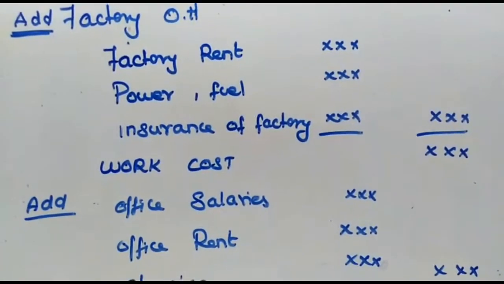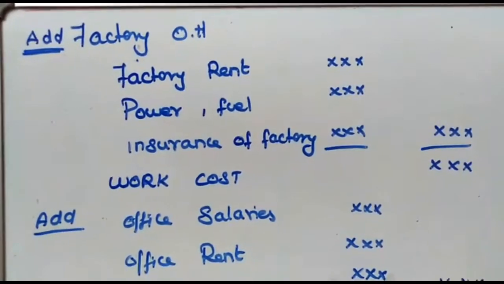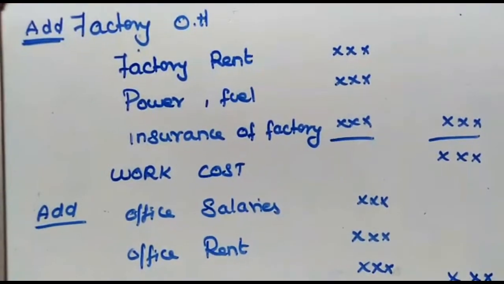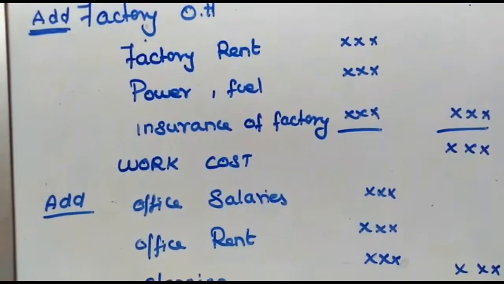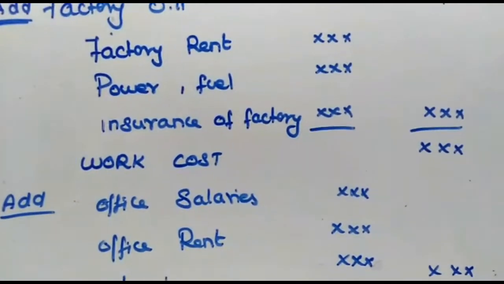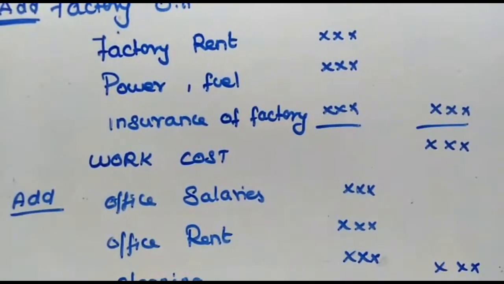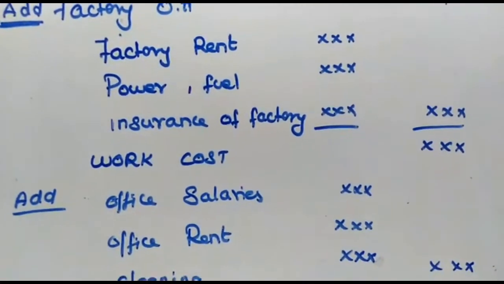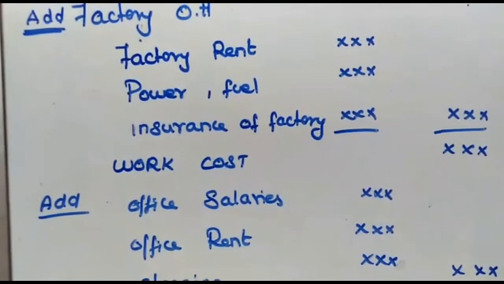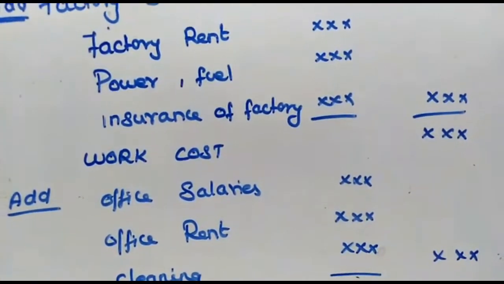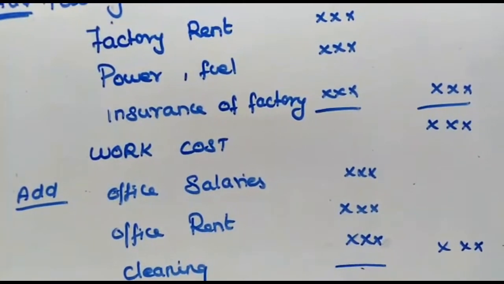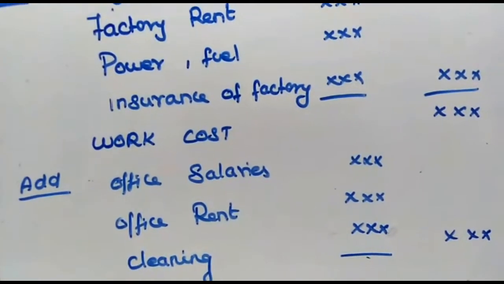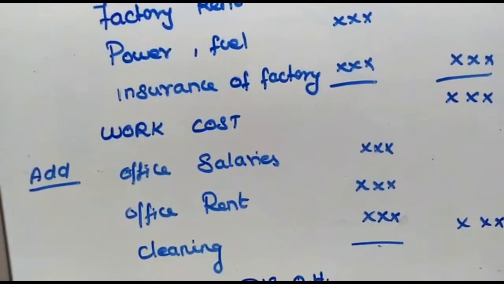Now let me see, if in any problem factory rent or fuel is given, what we are going to do. In many problems we may see the direct amount, such as factory overhead rupees 5,000 or 6,000, office overhead as 5,000, or selling and distribution overhead as 10,000. If the direct amount is given in the problem, we can directly insert that amount under the format and compute the total cost. If it is not given, what are we going to do?